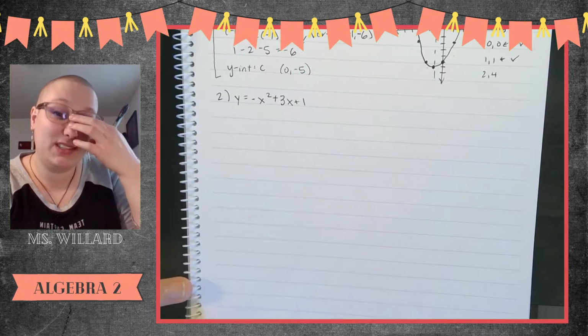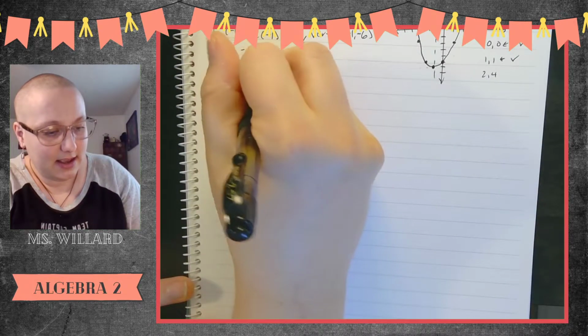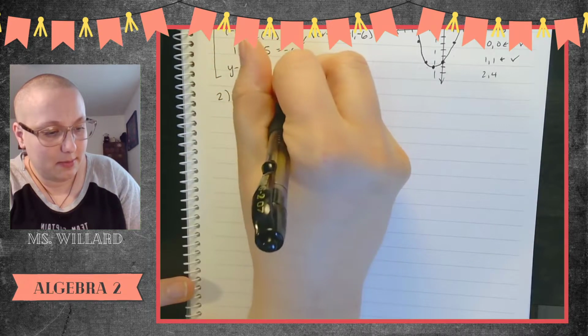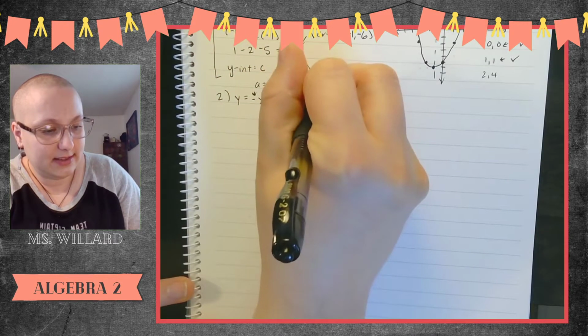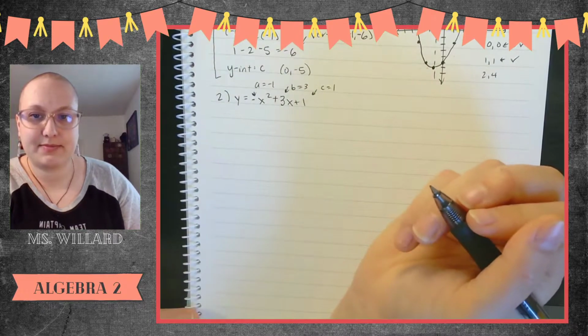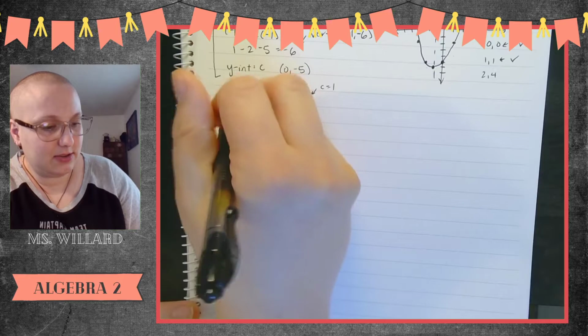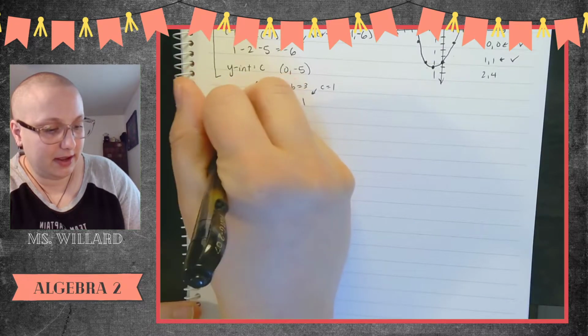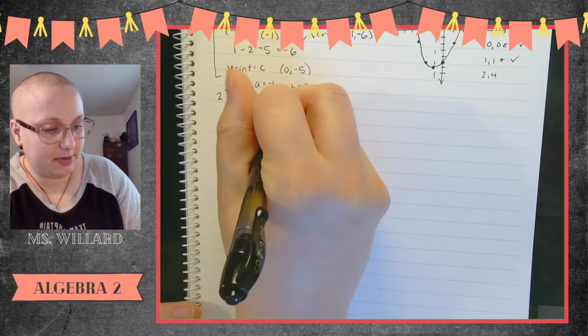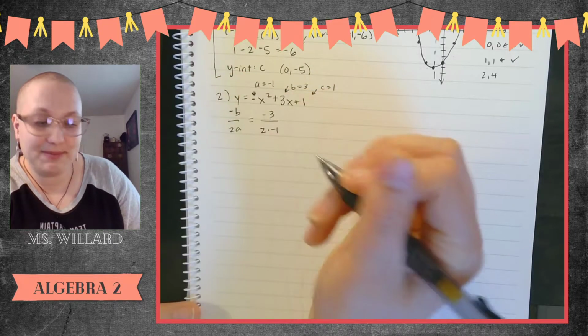Negative x squared plus 3x plus 1. A is negative 1, B is 3, C is 1. It's negative 1 because there's no number there, but it's still negative. So again, I'm going to do negative b over 2a. So I'm going to do negative 3 over 2 times negative 1.